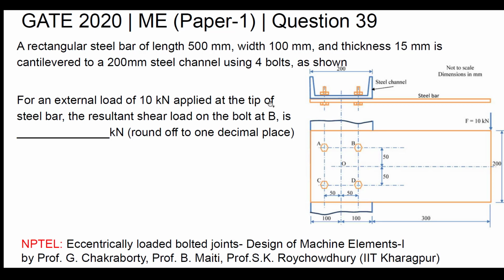Hello all. Today we are going to see a problem from GATE 2020 first paper of mechanical, question number 39. You can see that you are being given a system like this. This is about the bolted joint when they are loaded eccentrically, with some eccentricity.